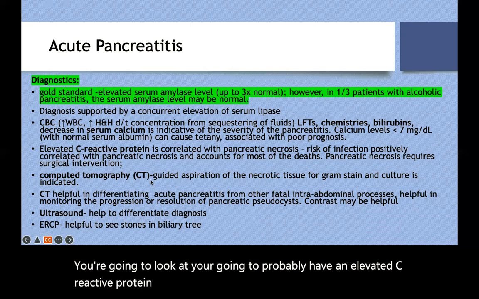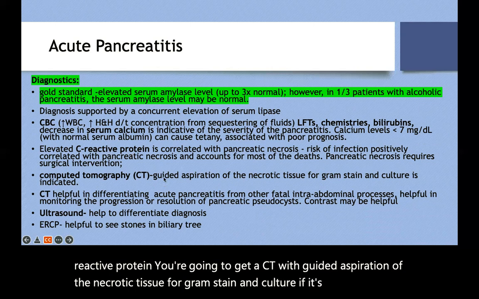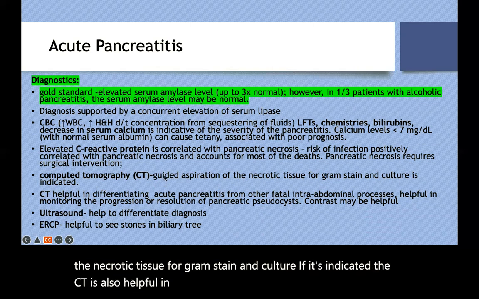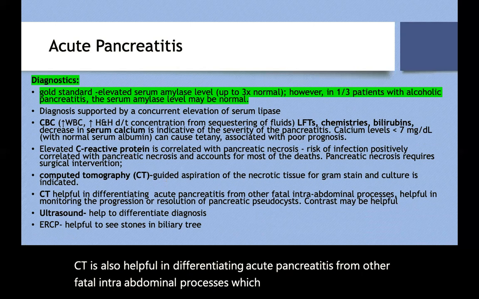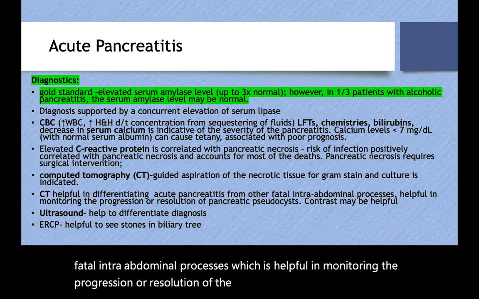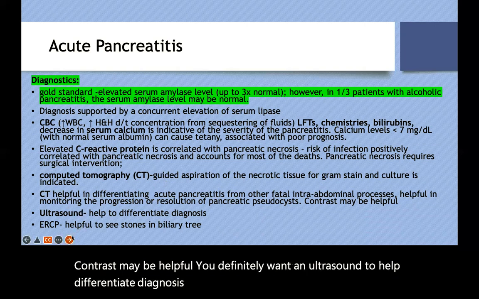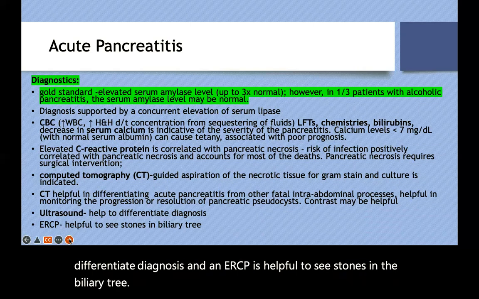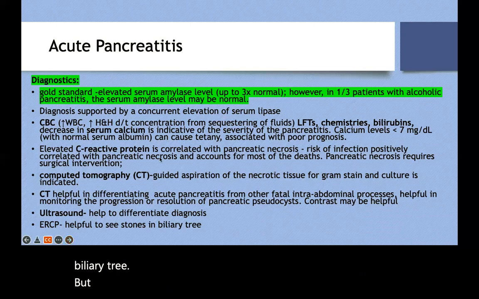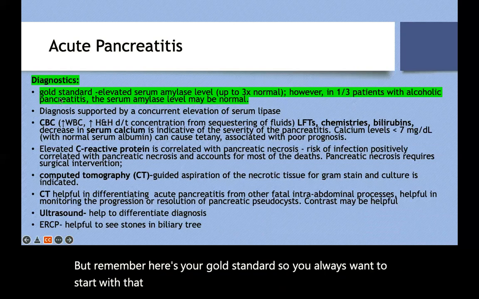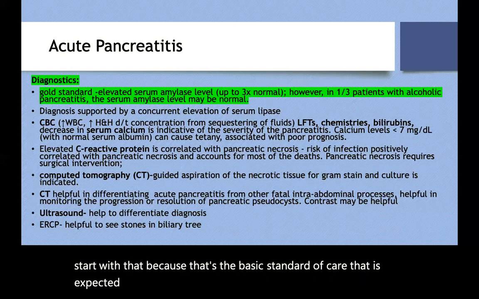You're going to get a CT with guided aspiration of the necrotic tissue for Gram stain and culture if it's indicated. The CT is also helpful in differentiating acute pancreatitis from other fatal intra-abdominal processes, and helpful in monitoring the progression or resolution of the pancreatic pseudocyst. Contrast may be helpful. You definitely want an ultrasound to help differentiate diagnoses, and an ERCP is helpful to see stones in the biliary tree. But remember, here's your gold standard, so you always want to start with that, because that's the basic standard of care that is expected for you to draw for this particular diagnosis as a nurse practitioner.